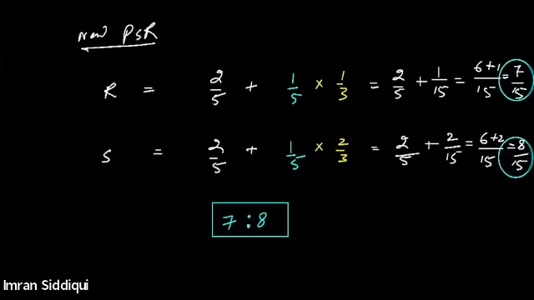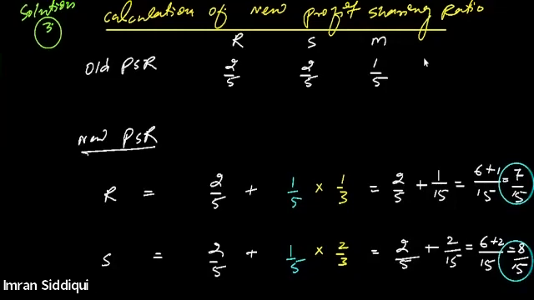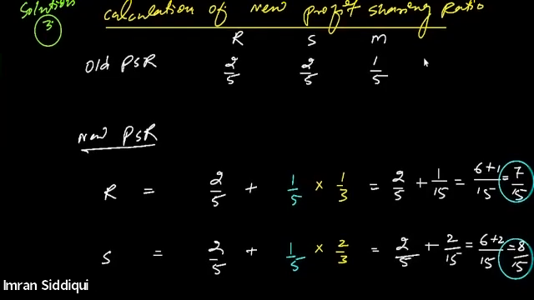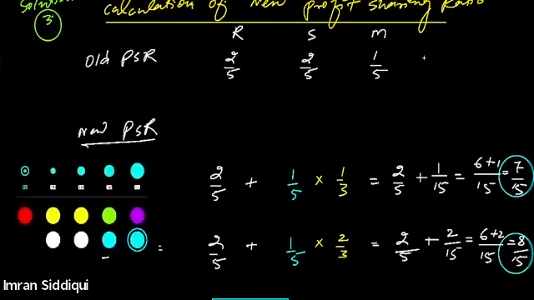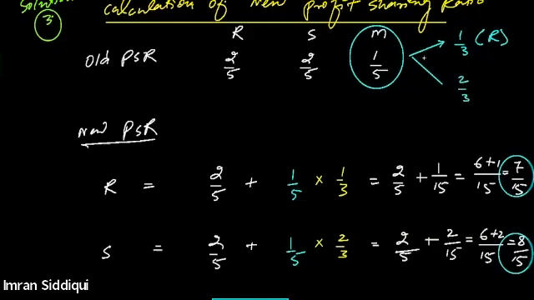So this is the new profit sharing. This is how we will calculate it. First of all, the old profit sharing ratio of R, S, and M is already given: 2/5, 2/5, and 1/5. And the question is telling us that M is retiring. So M's share needs to be shared between R and S. And in what ratio will this be shared? It will be shared in the ratio of 1:2. That means 1/3 in the favor of R, and 2/3 in the favor of S. It needs to be transferred.